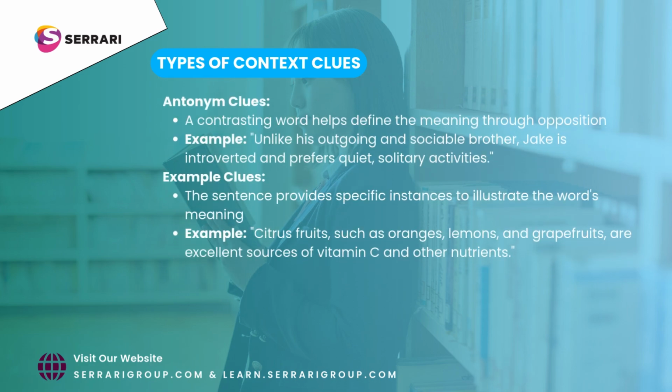Antonym clues. A contrasting word helps define the meaning through opposition. Example: unlike his outgoing and sociable brother, Jake is introverted and prefers quiet, solitary activities.